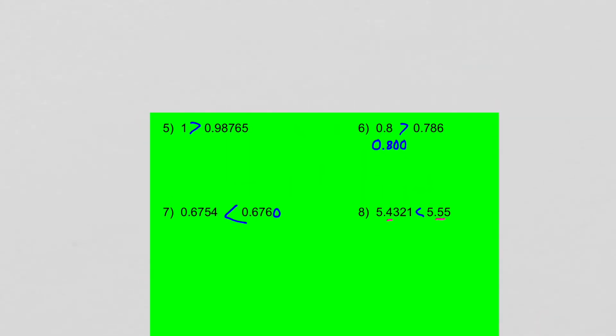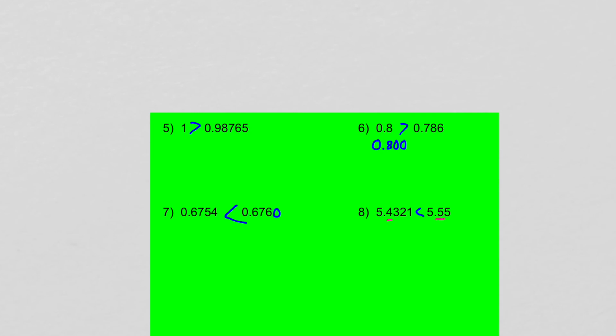And the last one from this set, same thing, compare your individual place values. 5 wholes, 5 wholes. 4 tenths, 5 tenths. It's the tenths spot that's telling us that the second number is larger. That's comparing and ordering numbers.